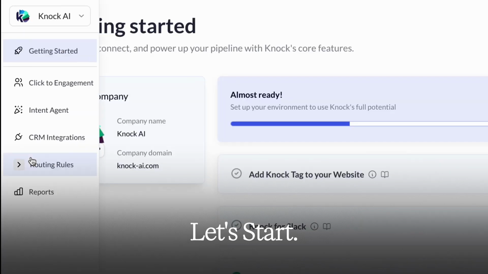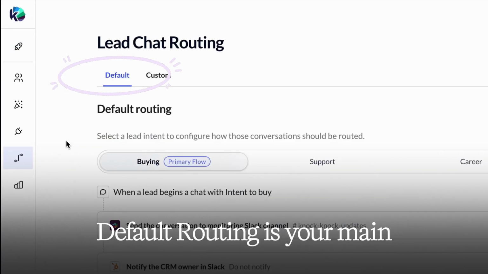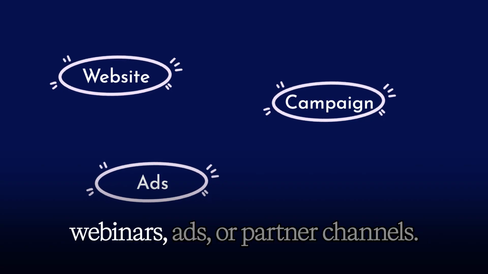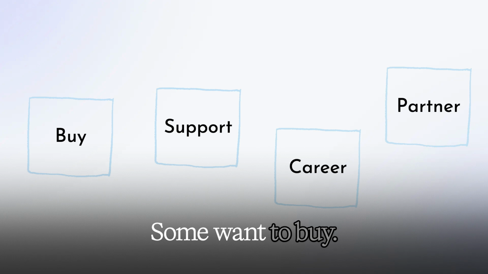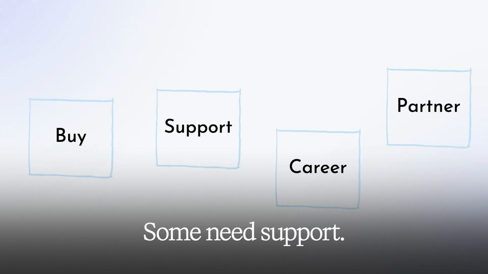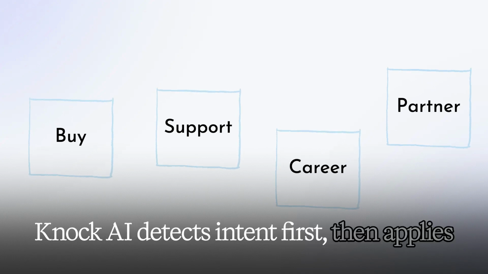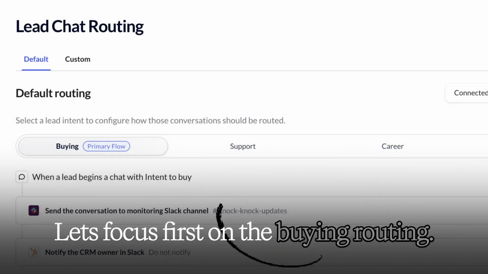Let's start. Open the Knock chat routing and select the default routing. Default routing is your main flow for inbound traffic. Leads may come from your website, webinars, ads, or partner channels. Not all of them want the same thing. Some want to buy. Some need support. Some ask about partnerships or careers. Knock AI detects intent first, then applies the right routing logic for that intent. Let's focus first on the buying routing.